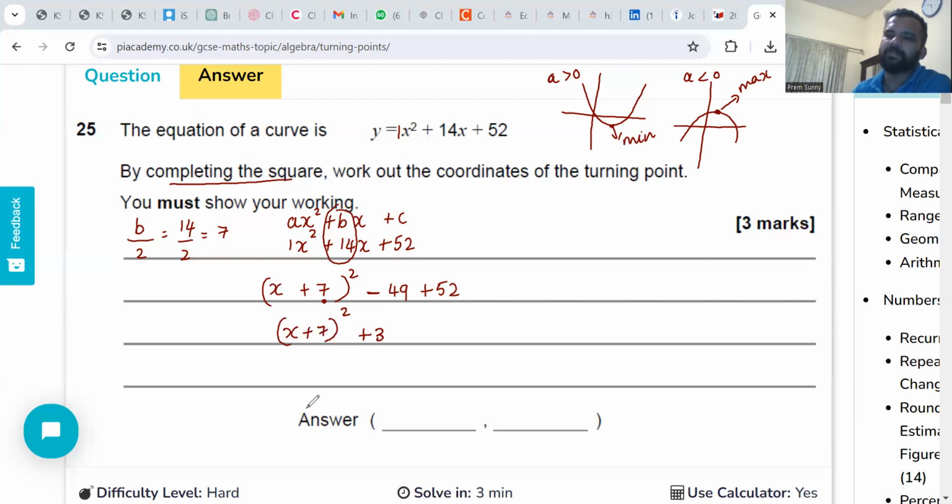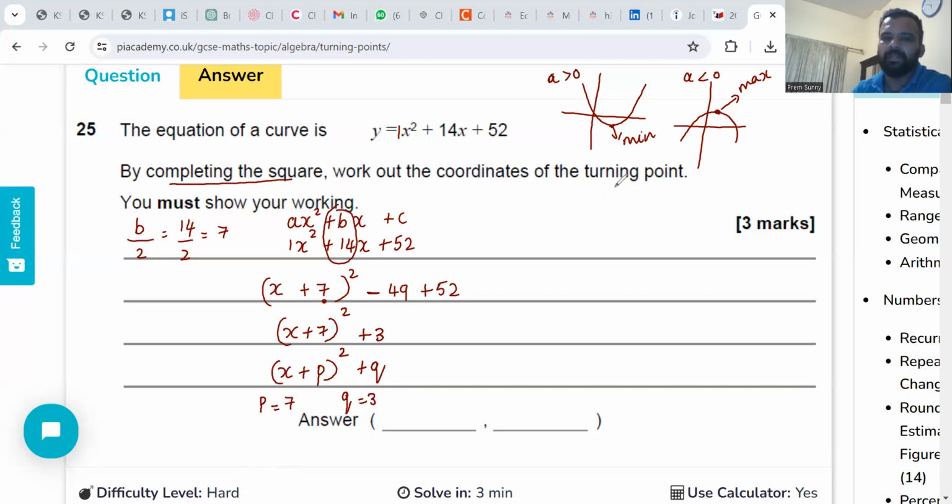When we simplify a quadratic equation using the completing the square method, we will always get it in the form x plus p the whole square plus q. You need to compare both of them and write down the value for p. In this case, p will be 7, and you need to write down the value for q as well. When you compare them, you will get q as 3.